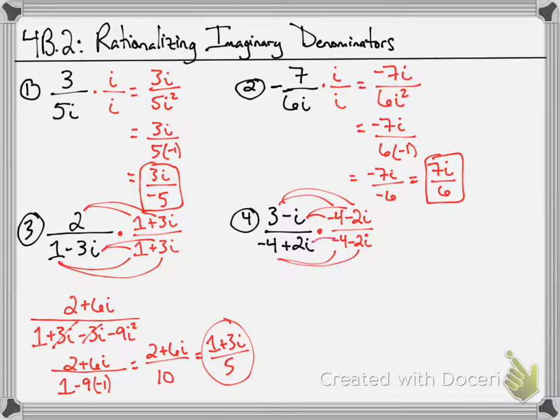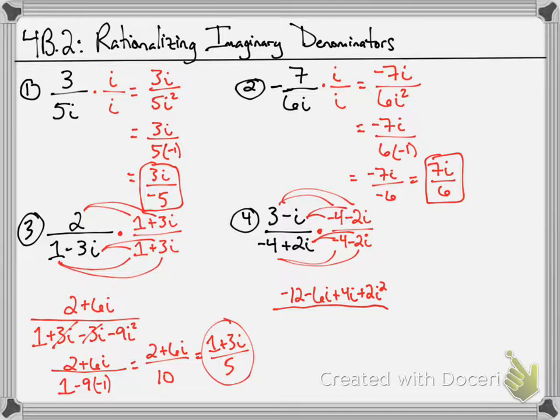And you'll see double distribution here for both sets of terms, for both the numerator and the denominator. Just got to take your time, multiply everything correctly. So let's take care of the numerator first. 3 times negative 4 is negative 12. 3 times negative 2i is negative 6i. Negative i times negative 4 is positive 4i. Negative i times negative 2i is positive 2i squared.